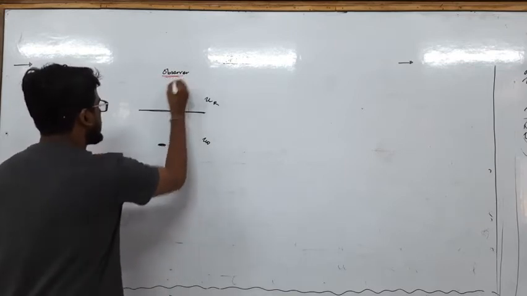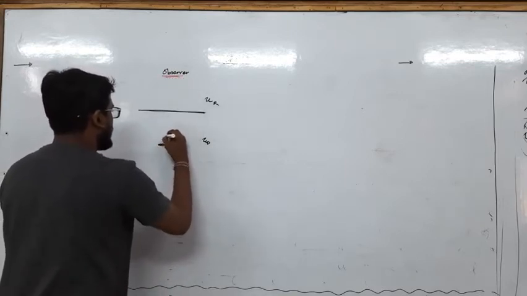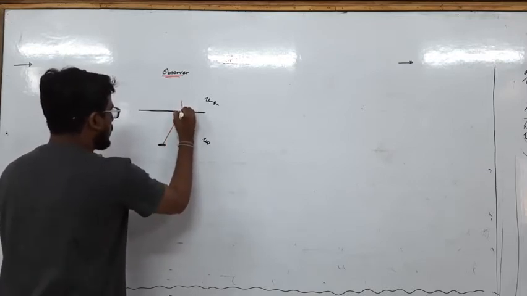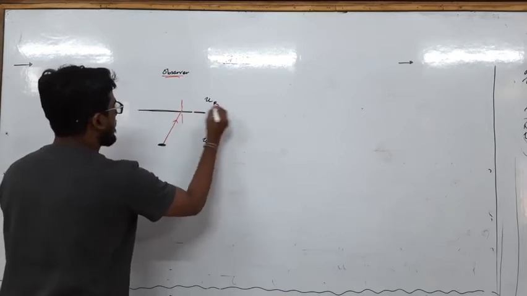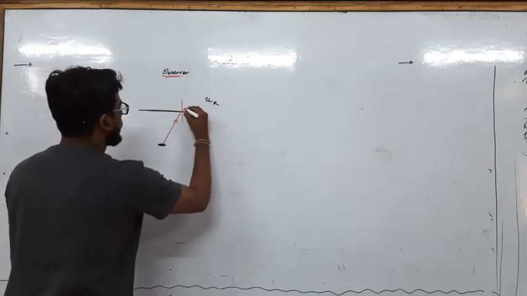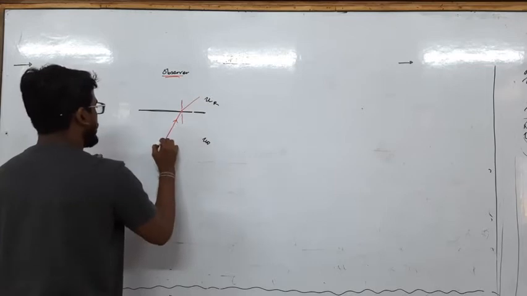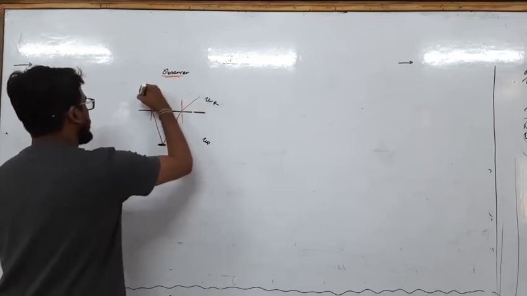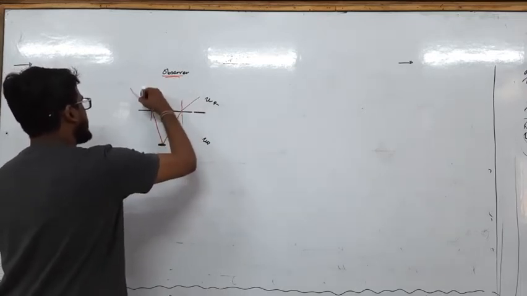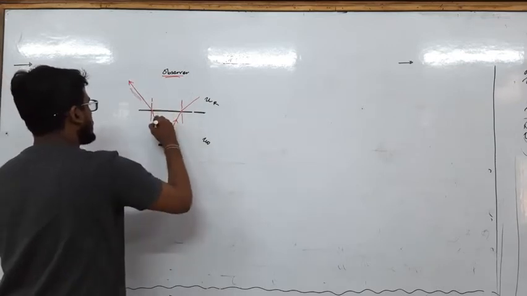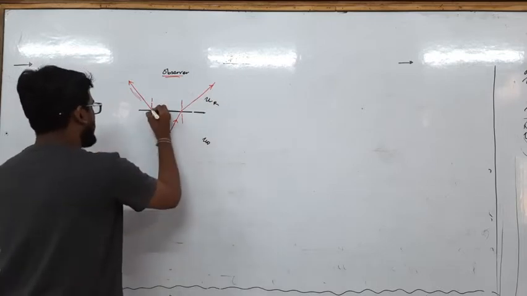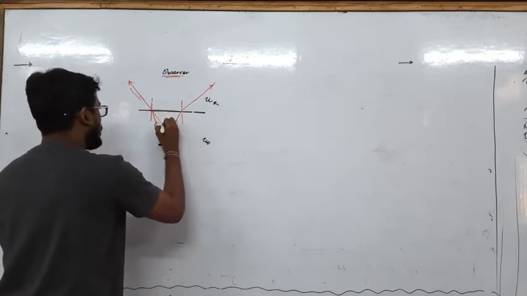When the observer sees this object, the light rays are going like this. It's denser to rarer. So if I draw a normal here, the ray will move like this, away from the normal, and another ray going like this will also move away from the normal. So for the observer, the light rays are going along this direction, so the observer will see the object at this place.